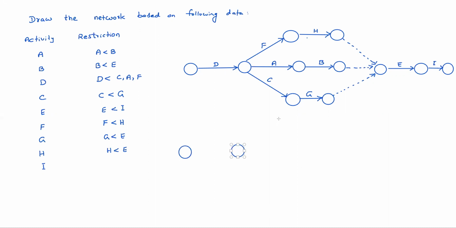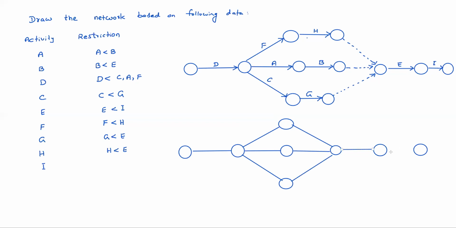See here. All those three things, H, B, G, can meet here. Like this. H, B, G can meet here, so that we can remove those dummies. D, F, A, C, H, B, G, E, I. Clear? This is the network. So initially we can liberally use these dummies. Finally, wherever dummies can be removed, we can remove those things.